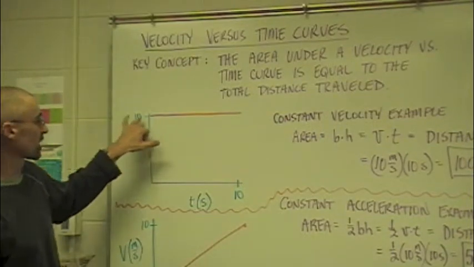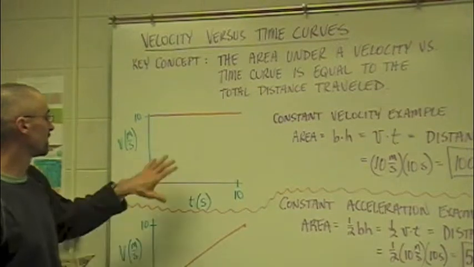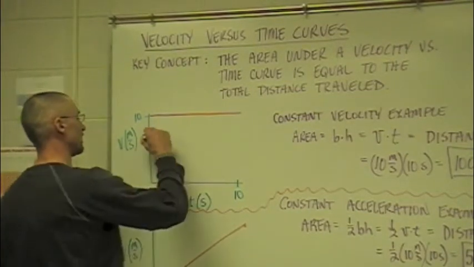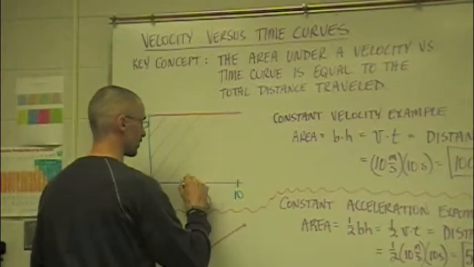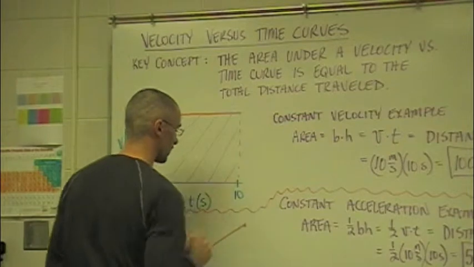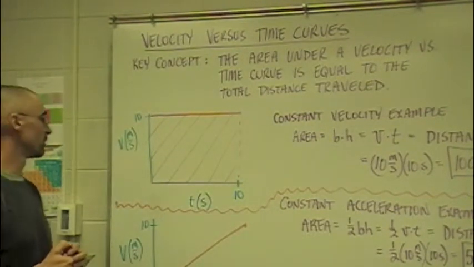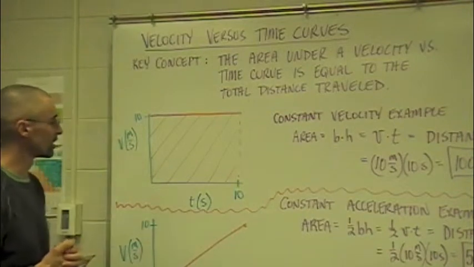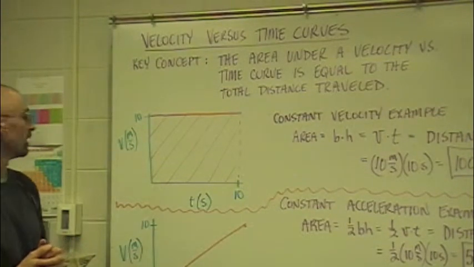So if this is our velocity versus time curve for, say, a car, it means it was going 10 meters per second consistently for a whole 10 seconds of its trip. We can find the distance traveled by finding the area under this curve. Now, if you're a calculus student, you've probably figured out that finding the area under a curve is also known as taking the integral of the function. But for right now, we don't have that, so we're going to use some other methods. We're going to pick some easy curves that we can always find the area of.